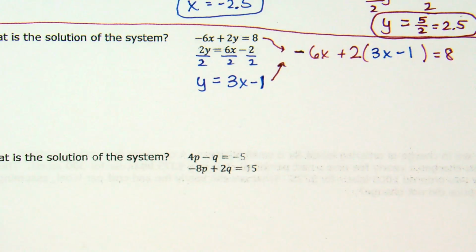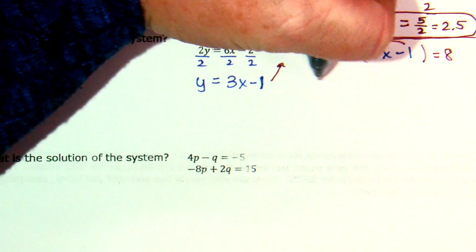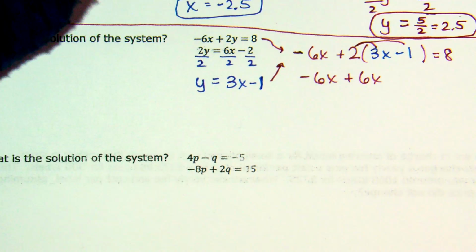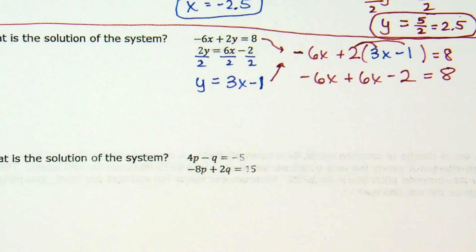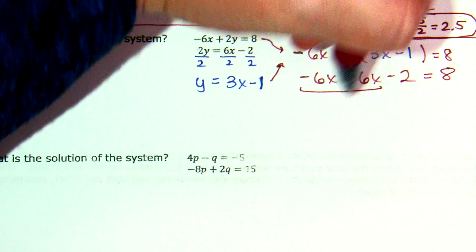Like all of our other problems, we're going to distribute. So, negative 6x plus 2 times 3x, 6x. 2 times minus 1, minus 2, equals 8. Next step. Combine those two things. Combine like terms. What is negative 6x plus 6x? X. Just the X. It's 0. It's 0. Oh my goodness.